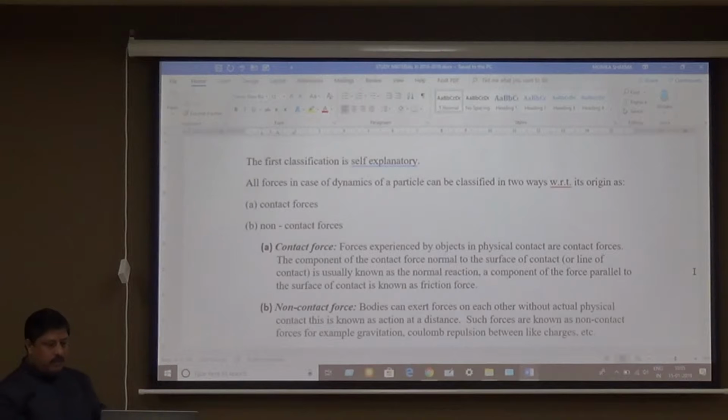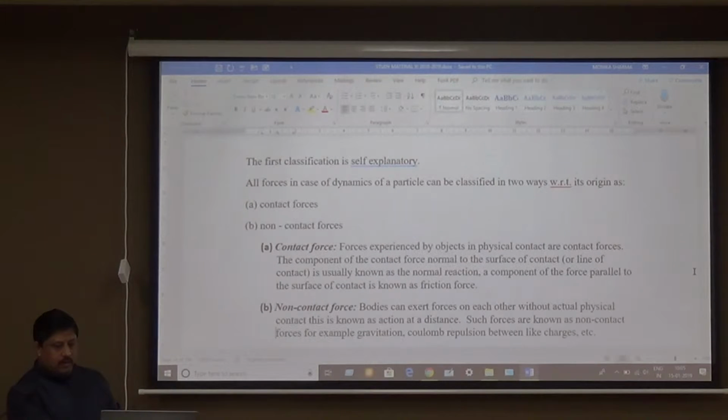Contact force: forces experienced by objects in physical contact are contact forces. The component of the contact force normal to the surface of contact or line of contact is usually known as the normal reaction. A component of the force parallel to the surface of contact is known as friction force.